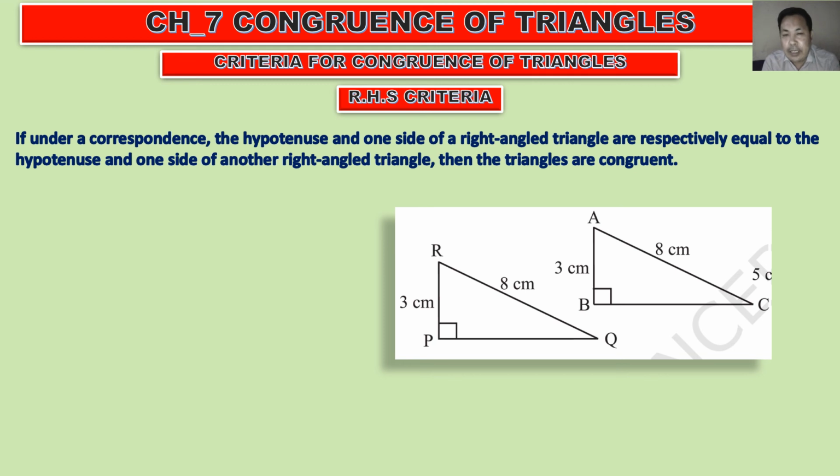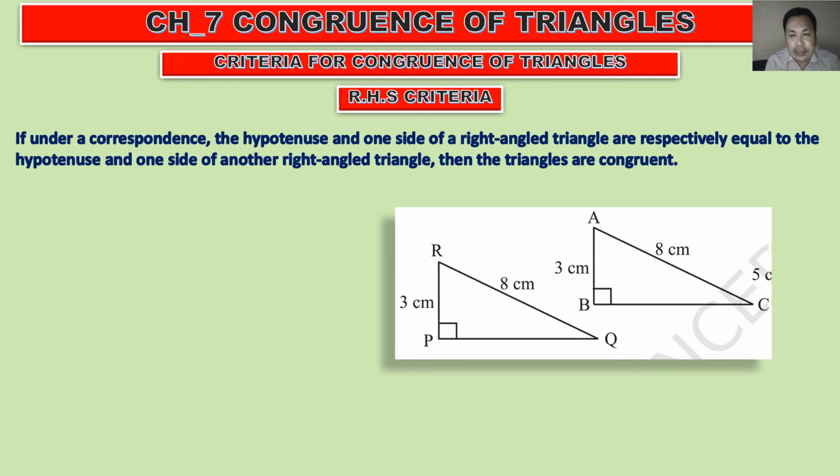Note that RP and BC are not the corresponding sides. RP and AB are the corresponding sides. They are equal, isn't it? And the hypotenuse will be the hypotenuse only, there is not any other hypotenuse. So their hypotenuses are also the same. And the right angle is there, isn't it? So here we found that hypotenuses are the same, right angles are the same, and one of the corresponding sides is also equal.